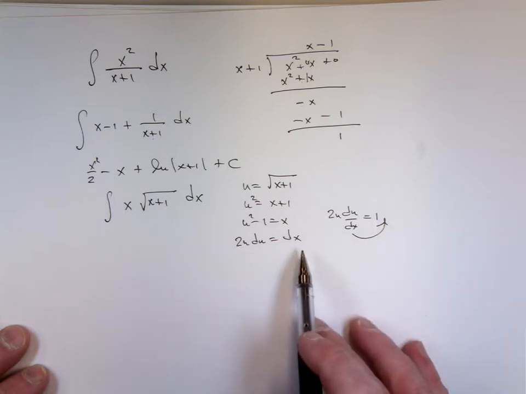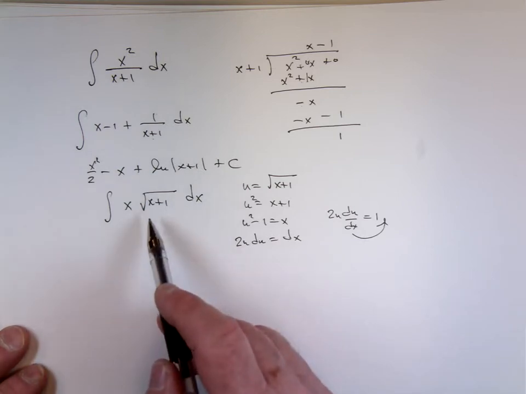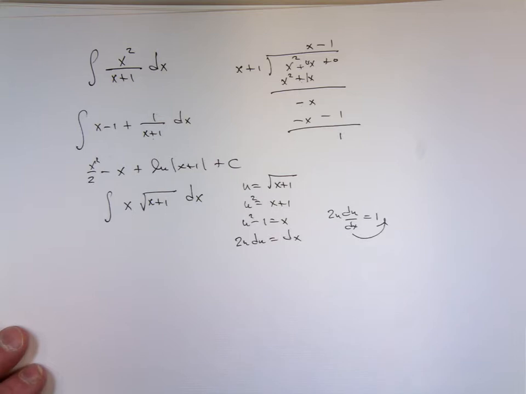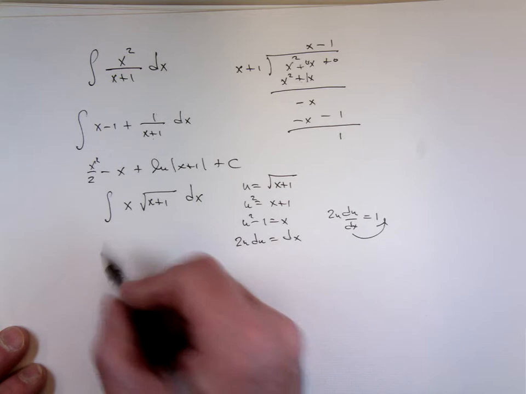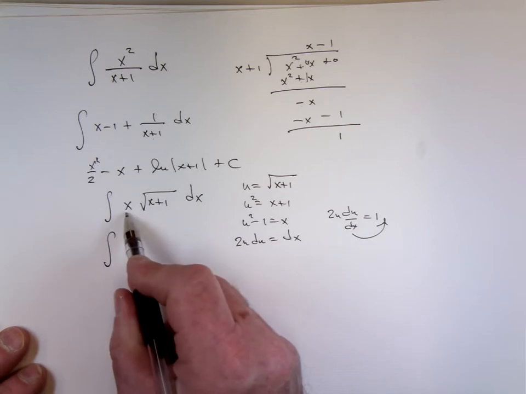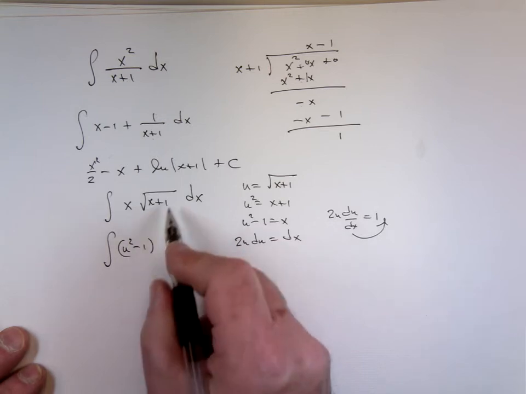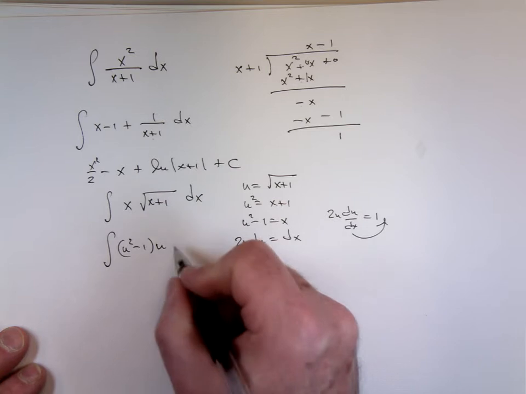The idea is to change this integral to something else, and by letting u equal the square root, what that does is eliminate the square root. That's the problem with this, that square root. So now when I rewrite it, I have x, that's u squared minus 1. The square root of x plus 1, that's u. dx, that's 2u du. Okay?